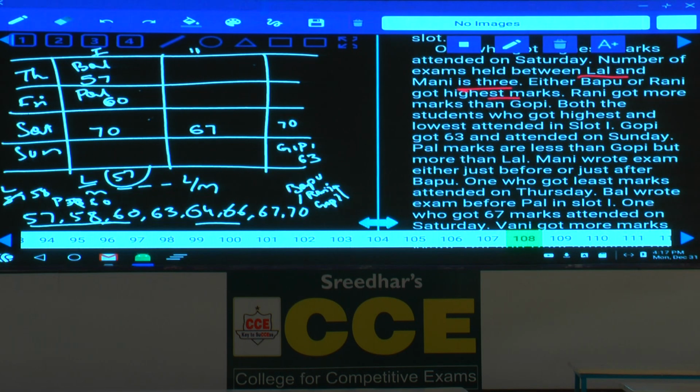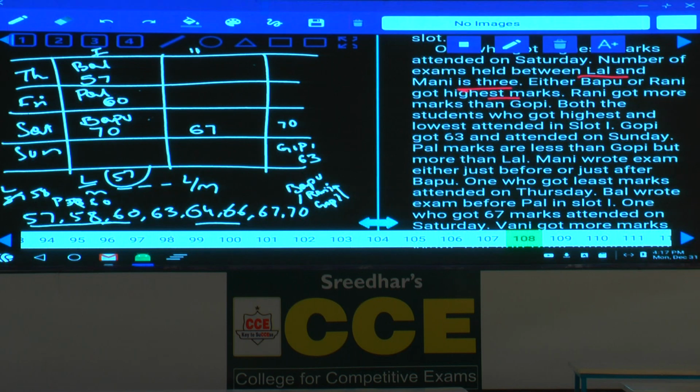Tell me who got 70 marks here, either Bapu or Rani. Vani got more marks than Rani, and as Gopi got 63, Rani can be 64, 66, 67 or 70. And since Vani got more marks than Rani, Rani cannot get 70 marks. As Rani cannot get 70, who is the person who got 70 marks here? Bapu got 70 marks. Now, there is one piece of information regarding this Bapu.